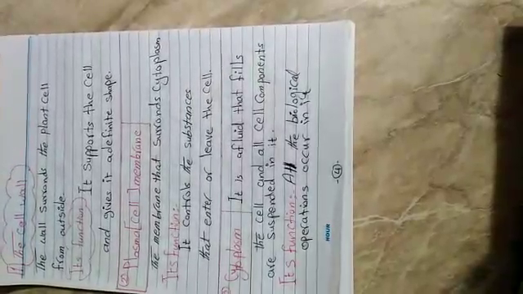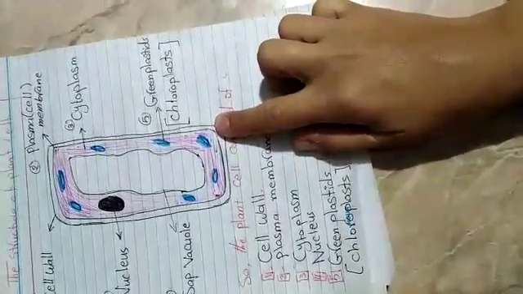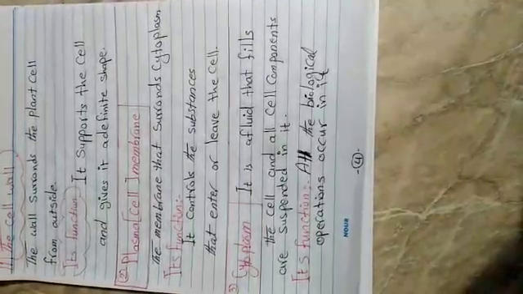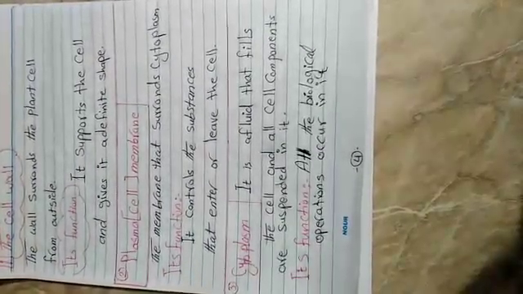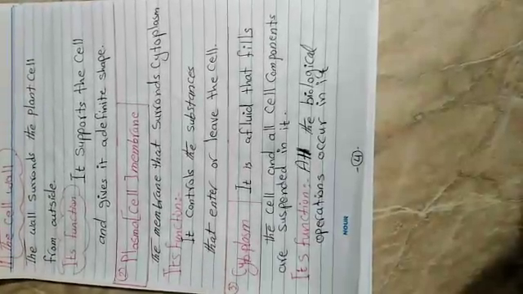Number 2, plasma cell or plasma membrane. The plasma membrane is the membrane that follows directly after the cell wall, and it surrounds the cytoplasm. Its function is to control the substances that enter or leave the cell. So there is a question: what's the component that controls the substances that enter or leave the cell? It's the plasma membrane.